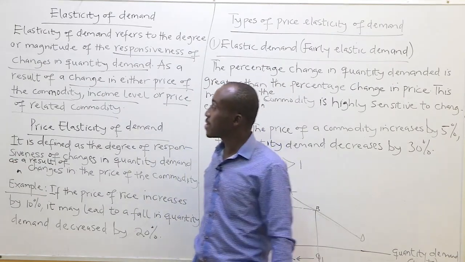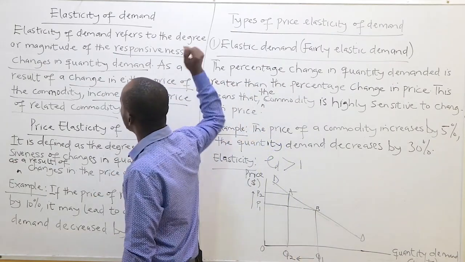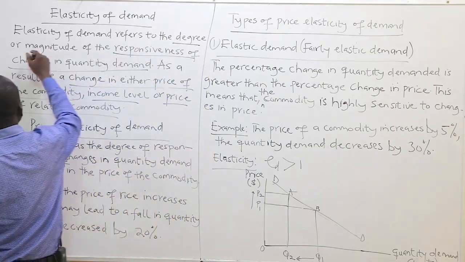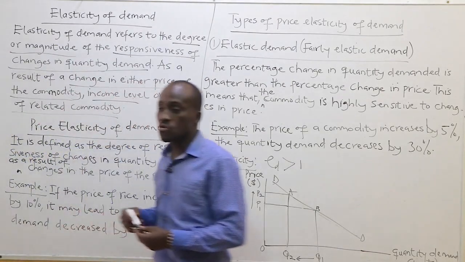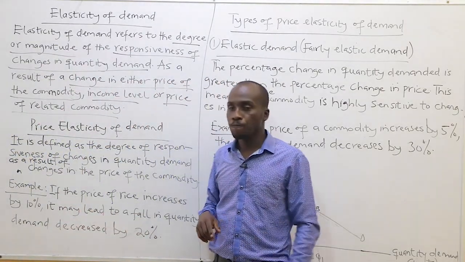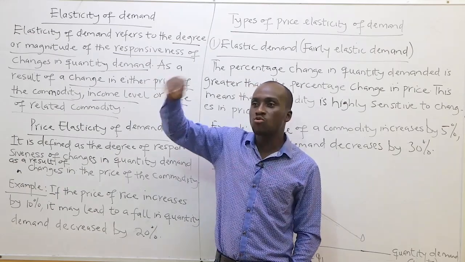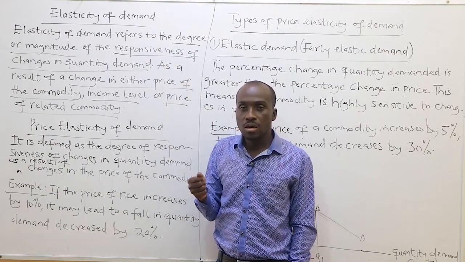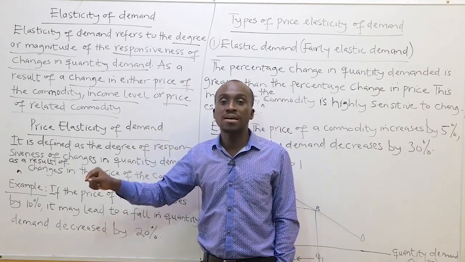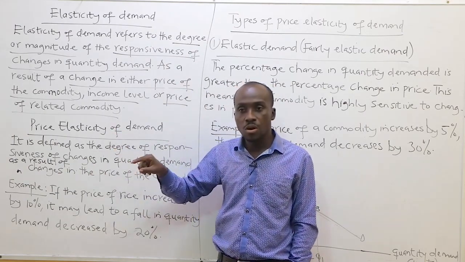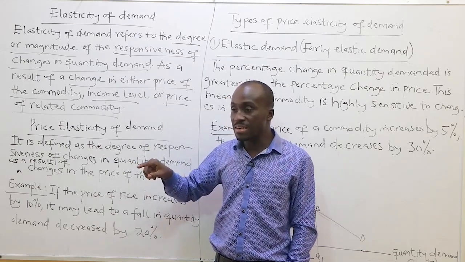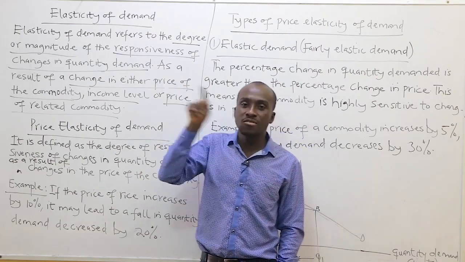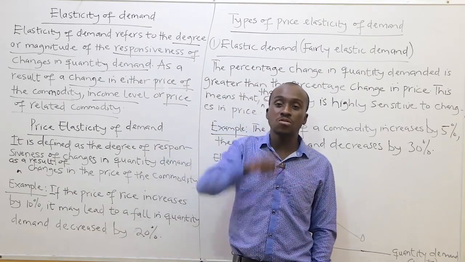So it tells us the degree, or what? The magnitude. To what extent, to what percentage does the quantity you demand respond to changes in price? So whenever there's a change in price, or a change in income, or a change in price of a related product, to what percentage, or to what magnitude, or to what extent does your demand respond to it?